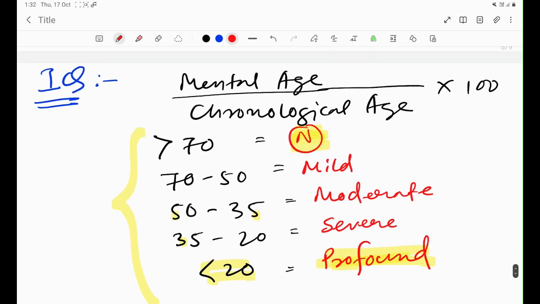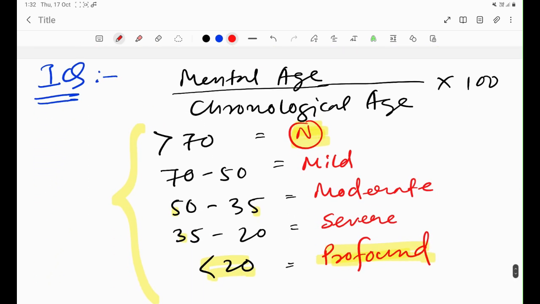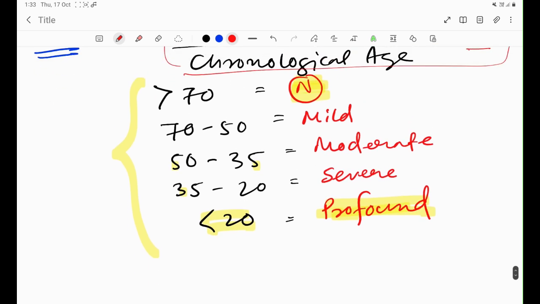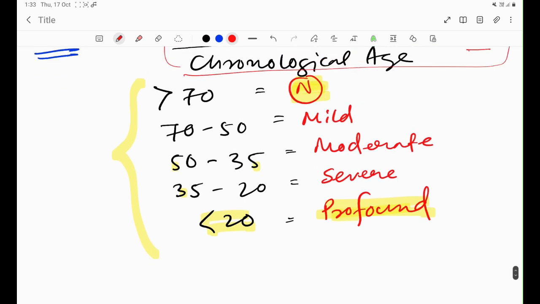The next question that has been asked is your IQ, intelligent quotient. It is mental age by chronological age into 100. This definition was asked. Then the ranges or the criteria are different. They will ask you what is the definition of mild, what is the definition of moderate.